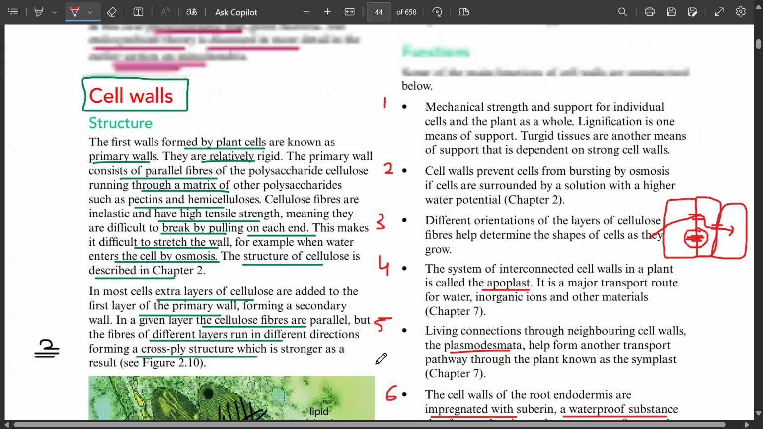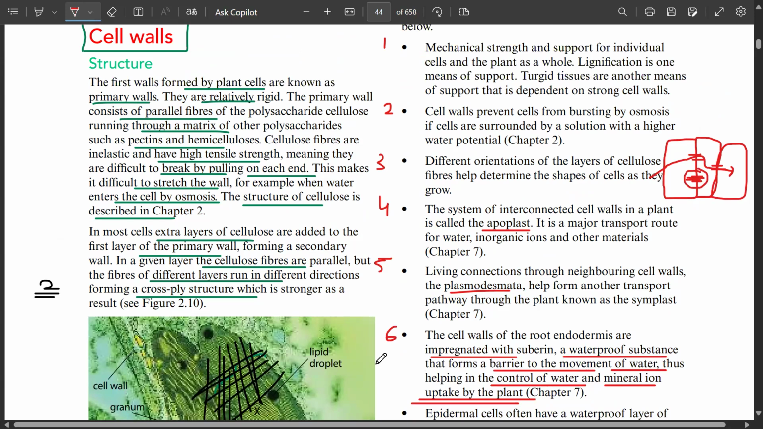So what are the different functions? Can you summarize all these six functions? It prevents the cell from bursting if the cell has a lot of water. It provides strength and rigidity for the cell, and it allows the cell to connect with other cells through the plasmodesmata. Good, and it's waterproof also. Good job.